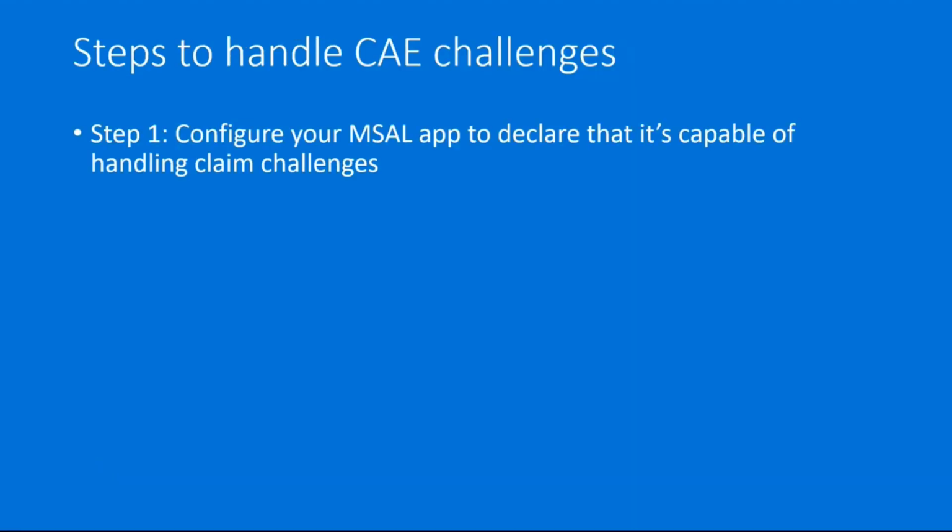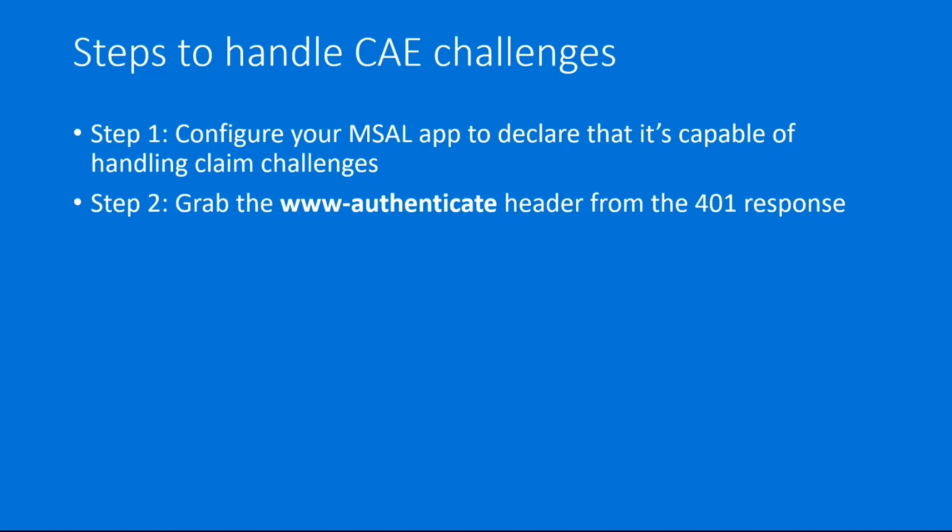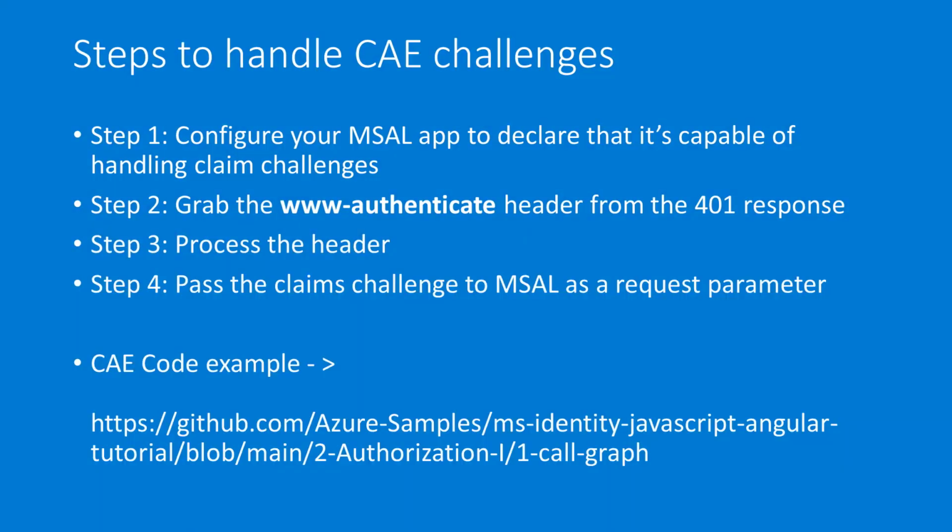So let's go through the steps of enabling CAE in your application. The first step that we need to do is to configure the MSAL app to declare it as capable of handling claim challenges. Then we will grab the authenticate header from the 401 response. After that, we'll process the header and pass the claims to MSAL as a request parameter. Now we can dive into the code a little bit. Unfortunately, we can't test CAE live because it takes around 10 to 15 minutes to trigger.